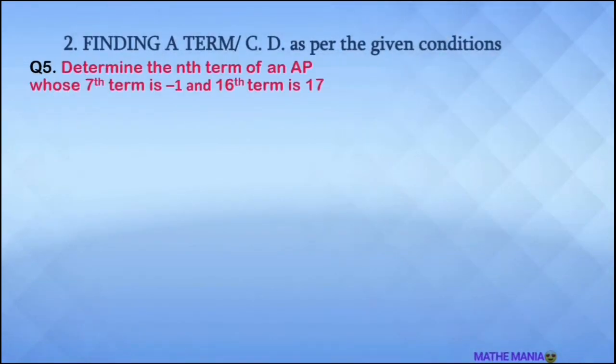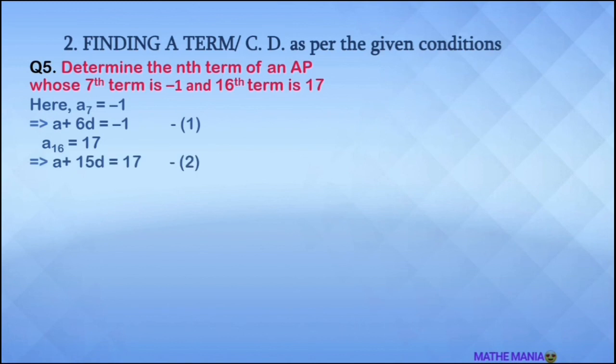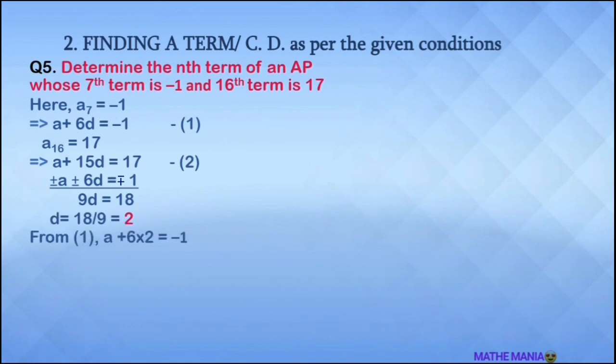In the fifth question, we have to find the nth term of the AP. That means we have to find a general term of this AP. The first condition is a7 equal to minus 1, which gives us the equation a plus 6d is equal to minus 1. Similarly, a16 is equal to 17 gives us a plus 15d is equal to 17. On simplifying these two equations using the elimination method, we get 9d is equal to 18 or d is equal to 2. We will have to find a by putting the value of d in equation number 1. So we get a is equal to minus 13.